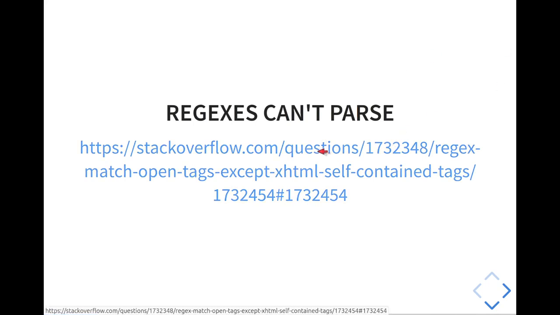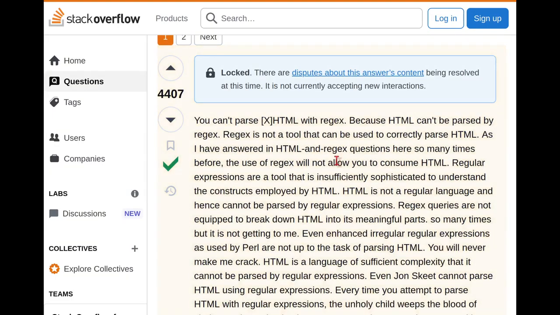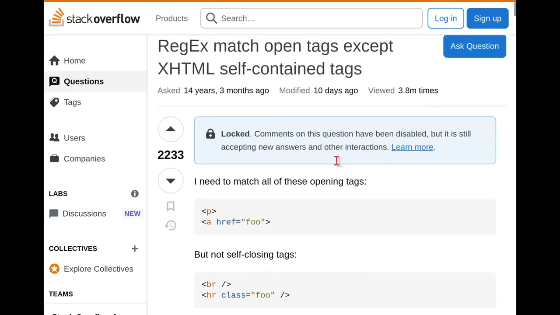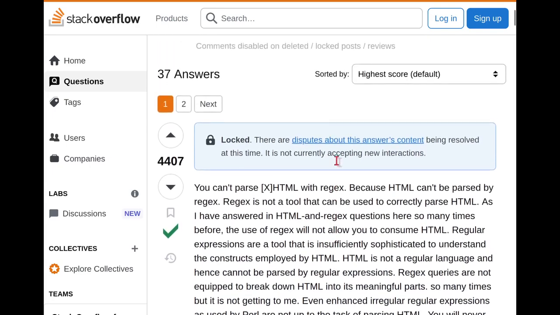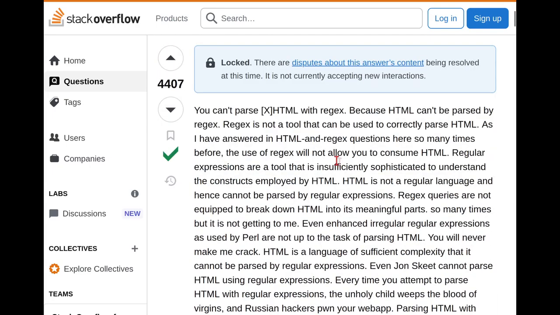So the intuition here is that regular expressions can't do parsing. There's this humorous answer on Stack Overflow, from probably 14 years ago. I think people on Stack Overflow were getting the same questions about web scraping: I'm trying to scrape HTML pages, find phone numbers, get data.